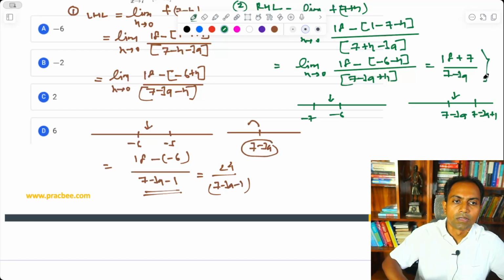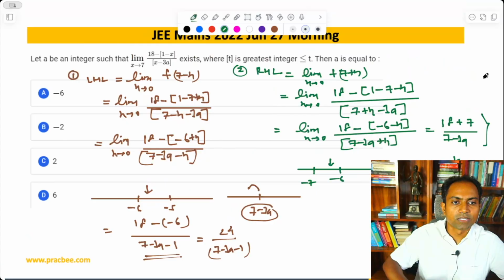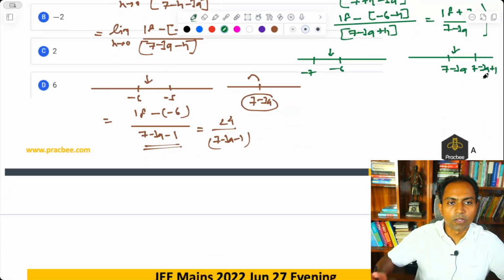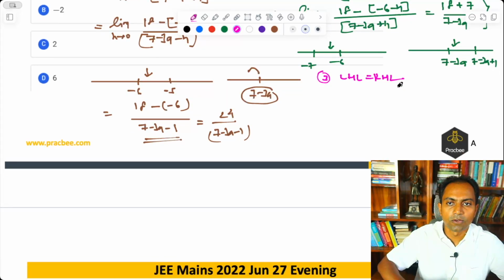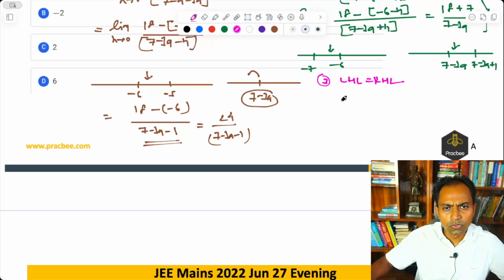In the next part, what they are saying is the limit does exist. That would mean LHL should be equal to RHL. So let us move to the third part. We are saying LHL should be equal to RHL, and from here we'll be able to get the value of a. So the numerator for the LHL becomes 24. I am assuming, for solving this question, the value of 7 minus 3a as t. So this will become t minus 1. And this part becomes nothing but 25 by t.